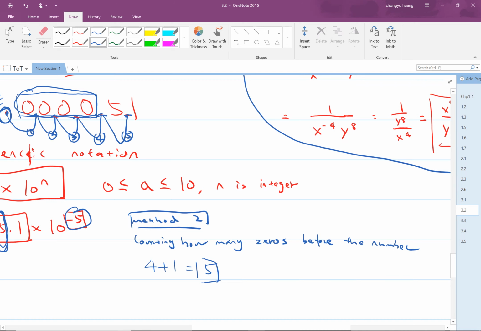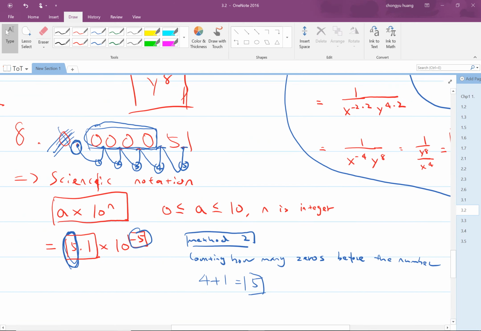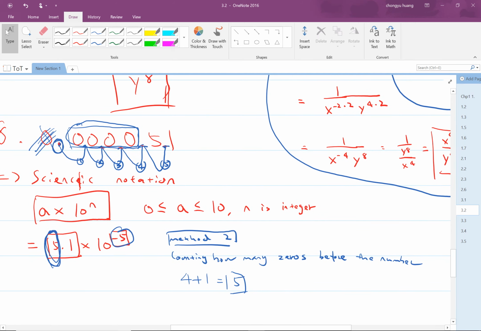So let's be more specific. In this question, you can see we are actually counting how many zeros before 5, right? And then you see there's four 0s, so it's 4 plus 1. You always have to plus 1 to get the right n.